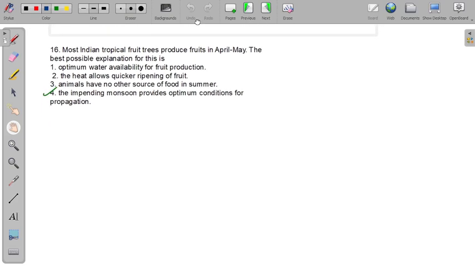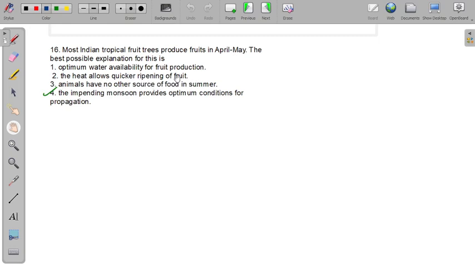16. Most Indian tropical fruit trees produce fruits in April May. The best possible explanation for this: it is better to remove the options by checking their truthfulness. Optimum water availability for fruit production is during April and May, which is not possible. The water availability is very low during summer, so it is not possible.